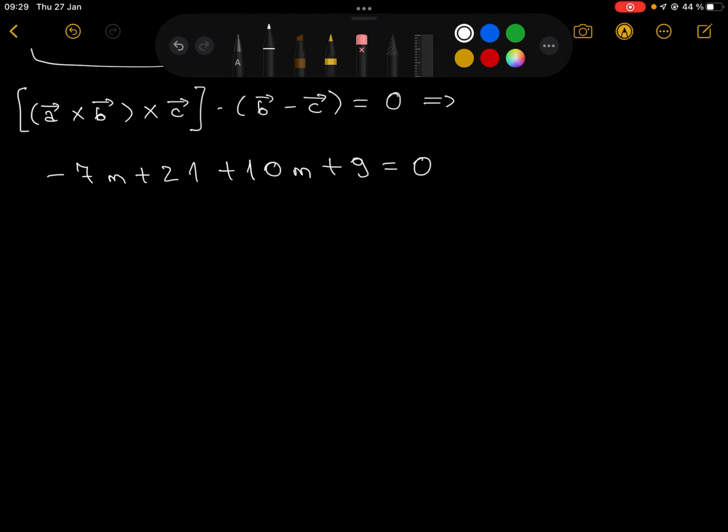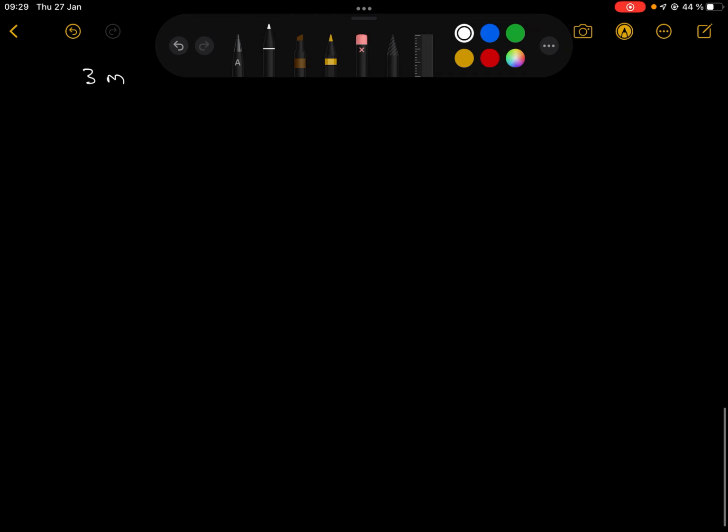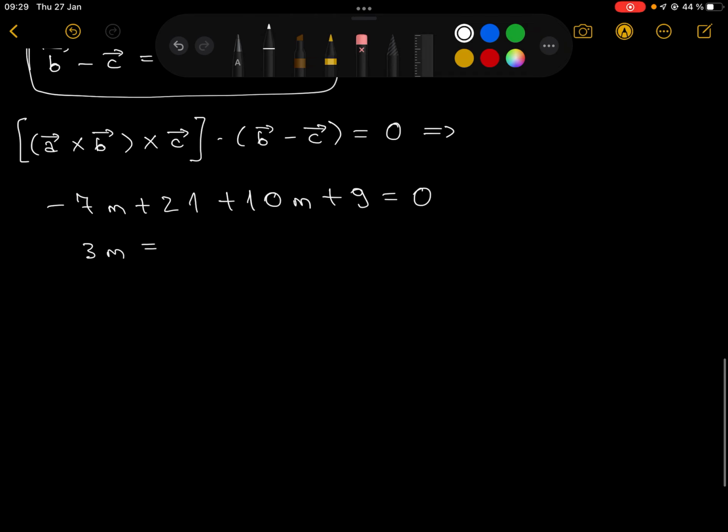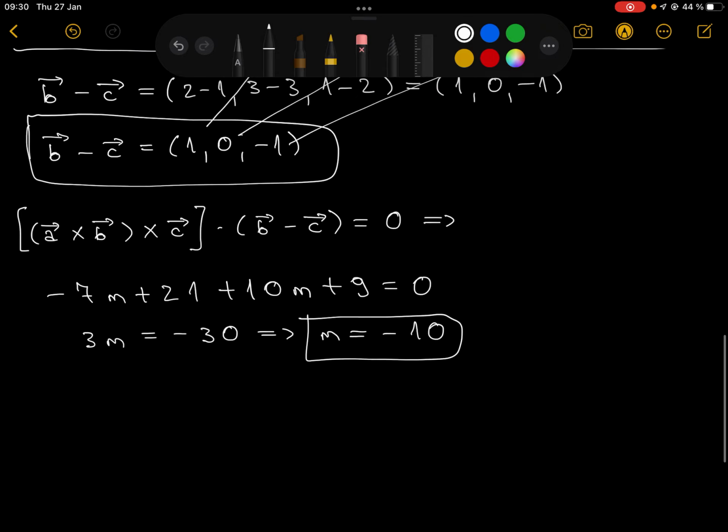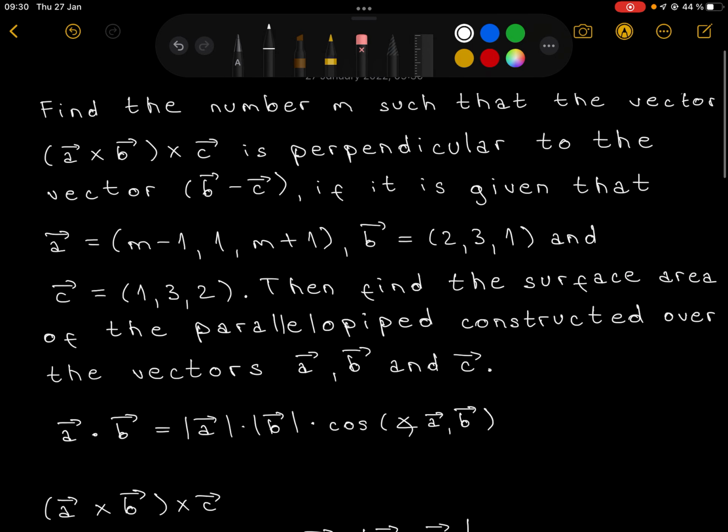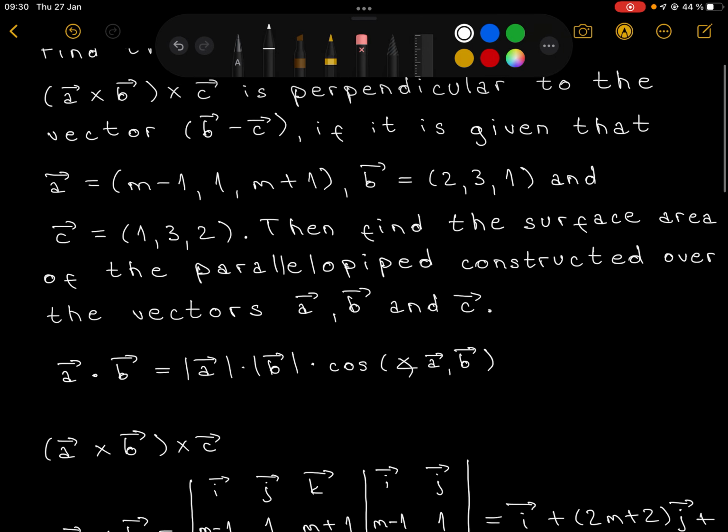Okay, so minus 7m plus 10m is equal to 3m. 21 plus 9 is 30, and we'll just put it on the right hand side, is equal to negative 30. And from here it follows that m must be equal to negative 10. Okay, so that's the first part of our solution.